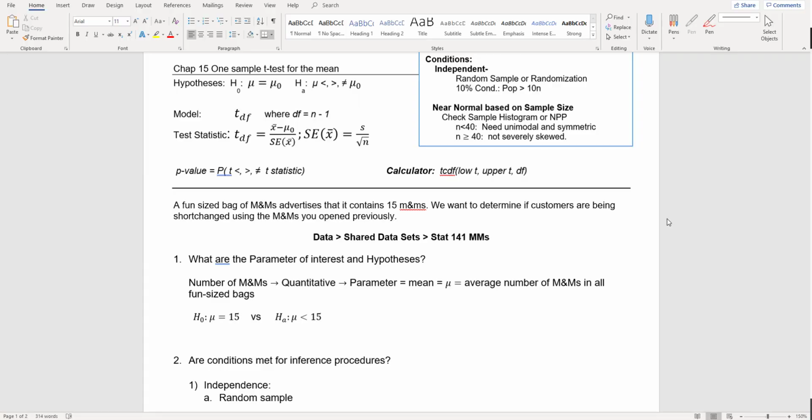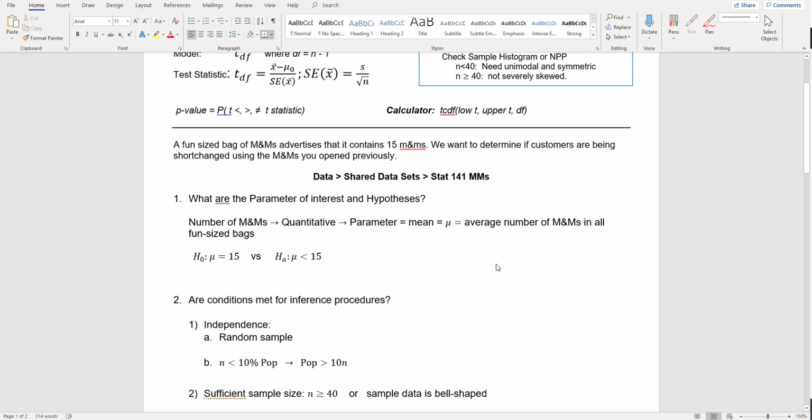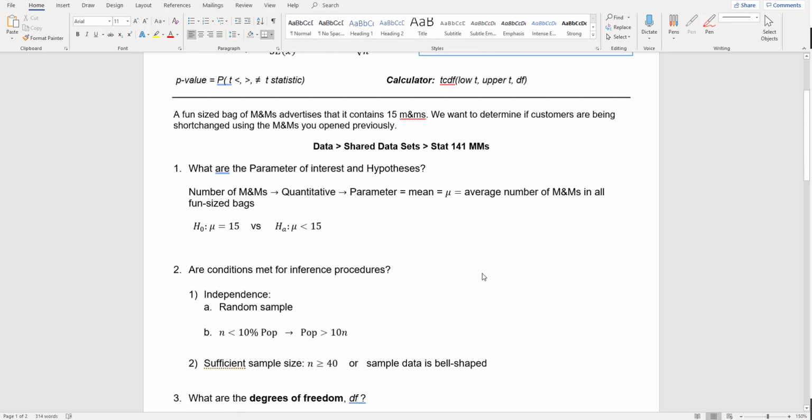For this video, we're going to be looking at the M&M data again that we did for chapter 14, but now we're going to try to test to see if customers are being shortchanged, because according to the company that makes them, the average number of M&Ms that come in these fun-sized bags should be about 15. Question 1 wants to know then, what are the parameter of interest and the hypotheses?